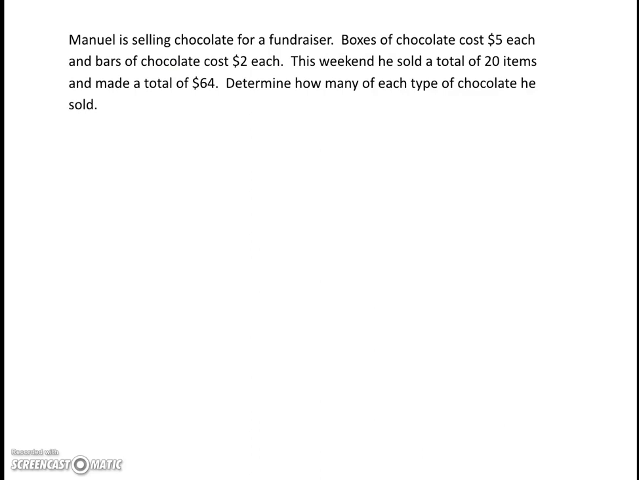Second example: Manuel is selling chocolate for a fundraiser. Boxes of chocolate cost $5 each, and bars of chocolate cost $2 each. This weekend, he sold a total of 20 items and made a total of $64. Determine how many of each type of chocolate he has sold.